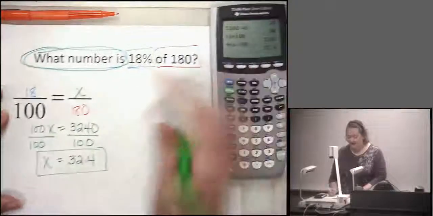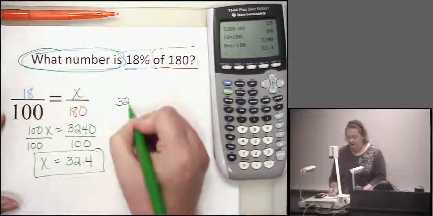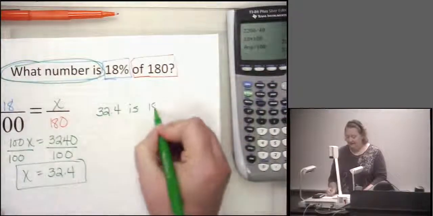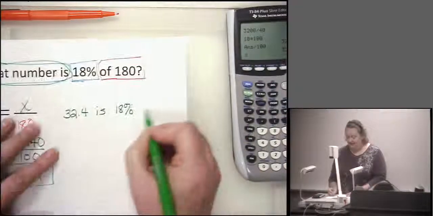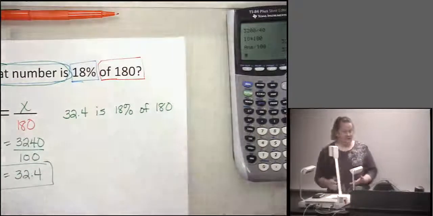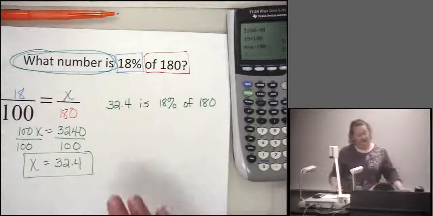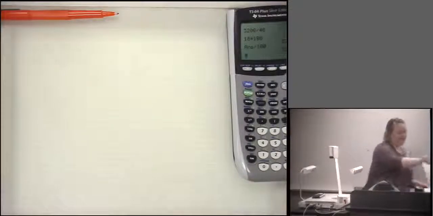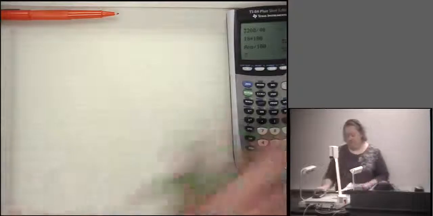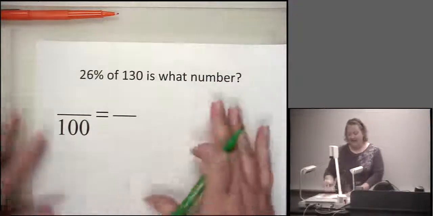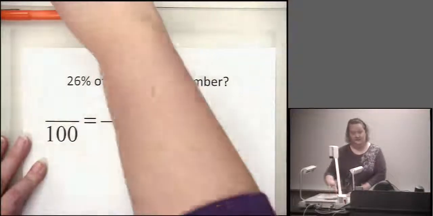And that's saying 32.4 is 18% of 180. And that's a reasonable answer. So we're in good shape. Let's look at another example. And I just want to work a bunch of these examples so you can see how I process these problems.